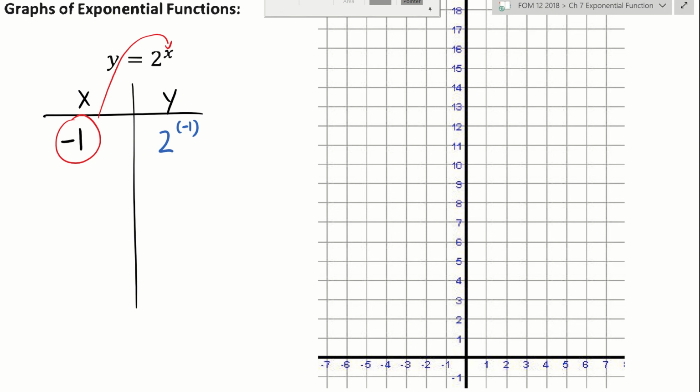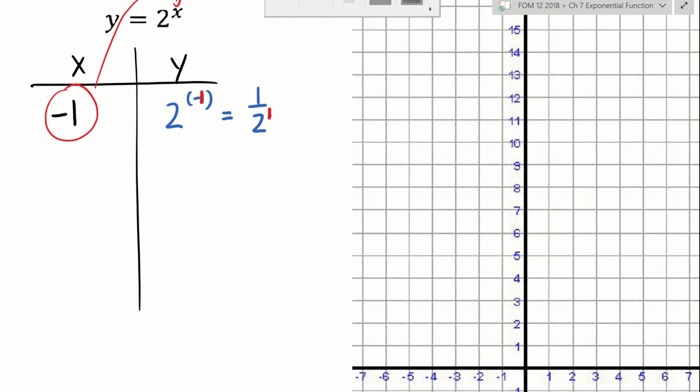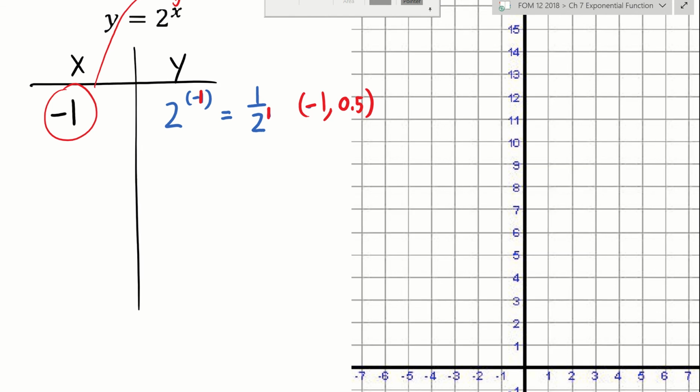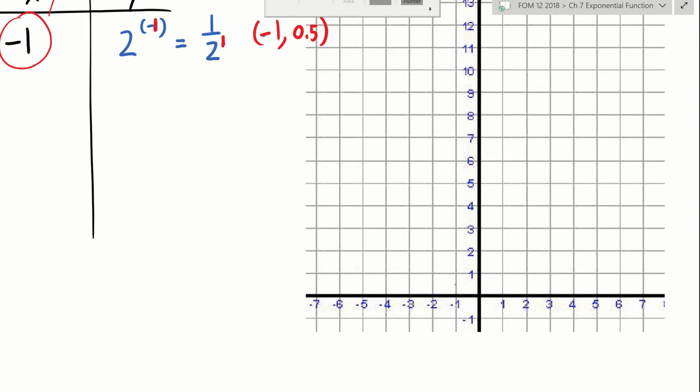So what is 2 to the power of -1? You have to remember, a negative exponent means reciprocal, and then the power. So the same power that goes in here is now in here. Well, that's 1/2, which is 0.5. So that gives us a point. When x equal to -1, y equal to 0.5. So that's a point, and we're going to dot it in here on the graph.